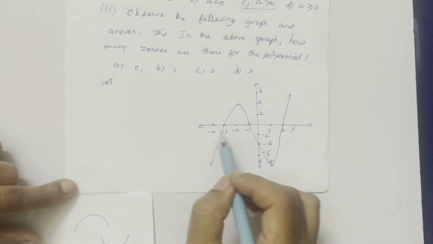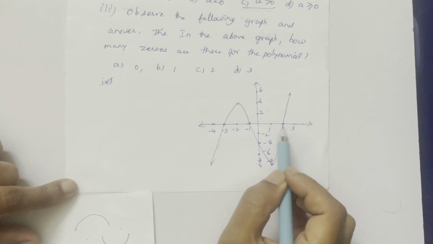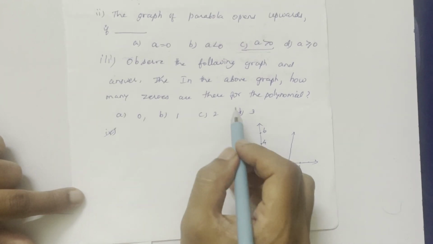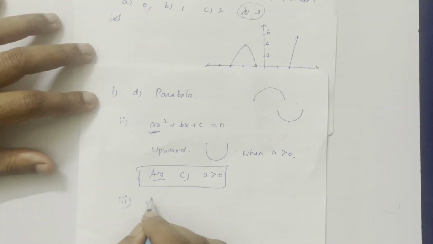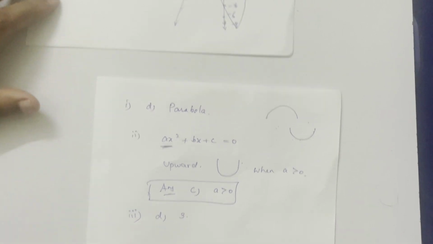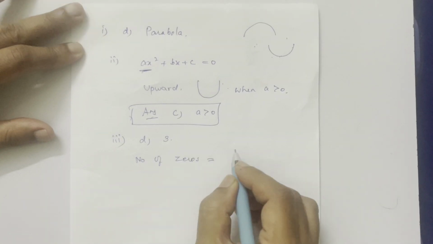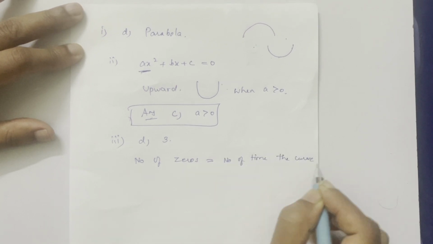This is the curve. It touches the x-axis here. 1, 2, 3. 3 places. In 3 places, this curve touches the x-axis. Our answer is 3. That is option D. Option D, answer 3. That is what we should know. The number of zeros equals the number of times the curve touches the x-axis.